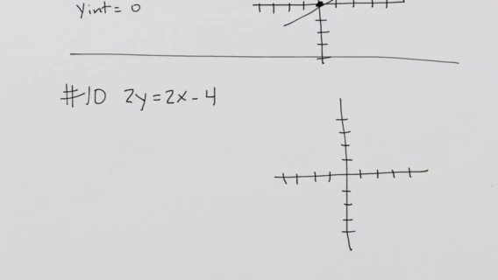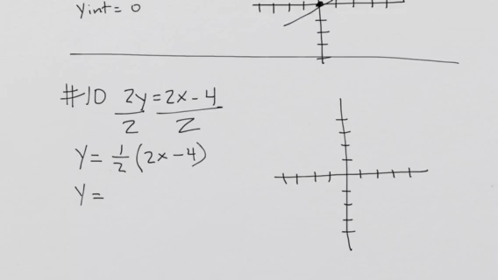Number 10. We need to get this down to y equals mx plus b. So we have to divide by 2. That simplifies into y equals a half times 2x minus 4. So y equals half of 2 is just 1. Half of minus 4 is a minus 2. So what do we know? Slope equals 1.